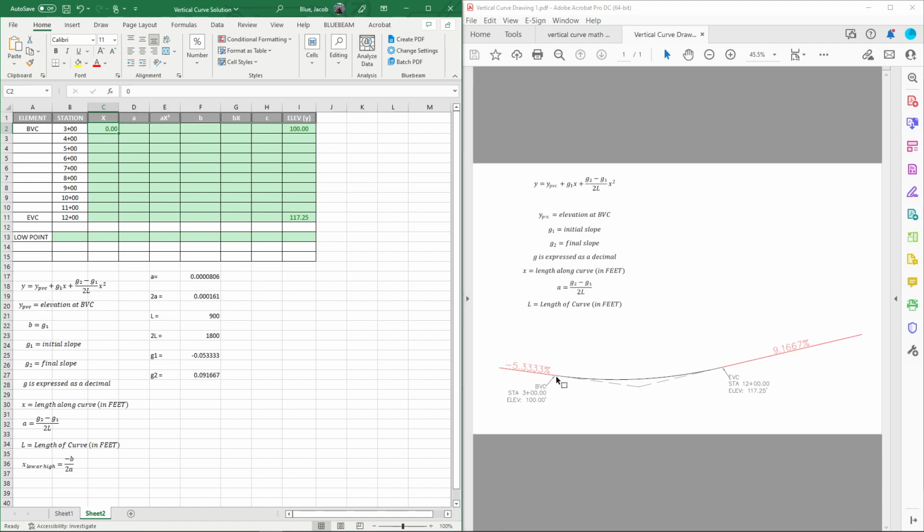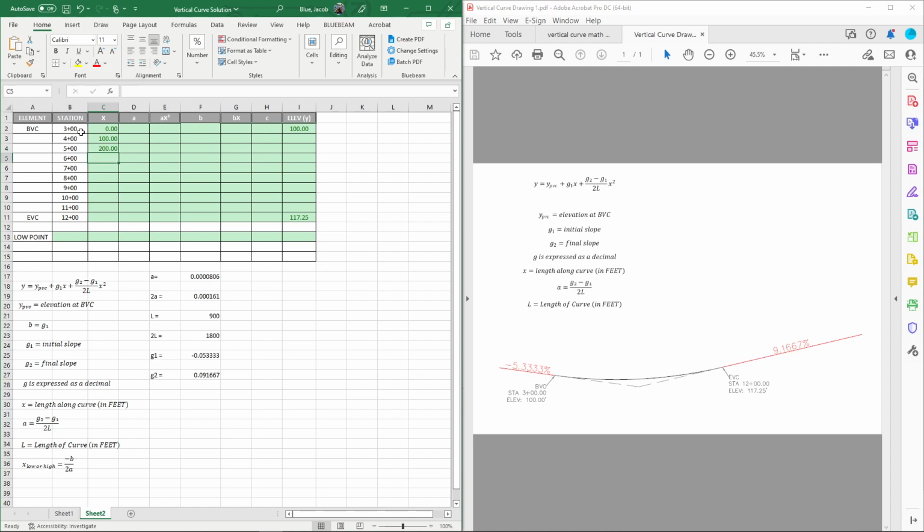We're not moving in the x direction at all. We're staying right here, so my x value for that first station is going to be 0. At station 4, well, I've gone 100 feet along that curve. So that'll be my input for x, the length along the curve. At station 4 is 100. At station 5 plus 0, 0, I have gone 200 feet from the beginning of our curve. So here at station 5 plus 0, 0, that's 200.